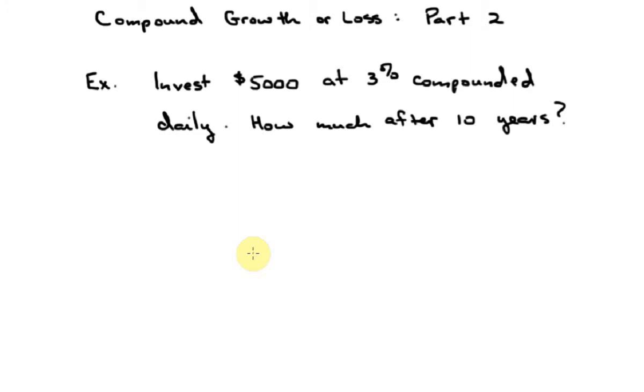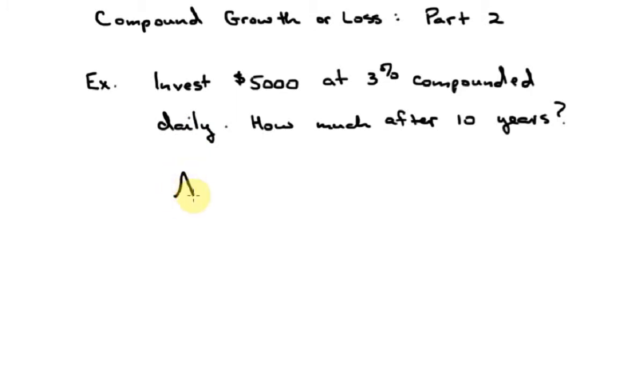Welcome to Compound Growth or Loss Part 2. And I'm starting off with a finance kind of example here. So, we are investing $5,000 and we're getting 3% compounded daily. How much money do we end up with after 10 years? Now, I'll explain what this compounded daily means as I fill in the formula.